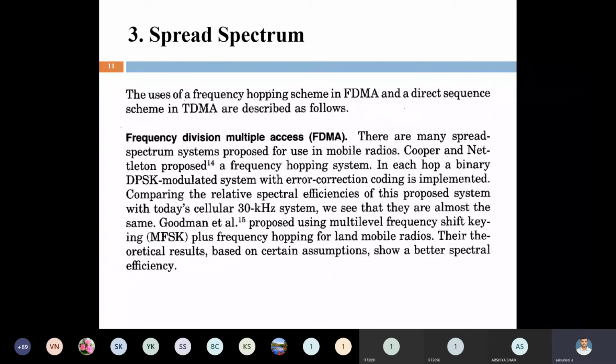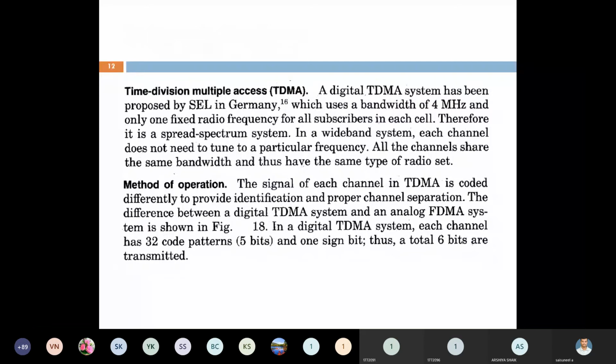In this, instead of FSK, we are using DPSK, differential phase shift keying. Why are we using DPSK here? For error correction purpose. The channel is 30 kilohertz, same. And another modulation scheme is MFSK, multi-level frequency shift keying, in spread spectrum, and time division multiplexing technique.